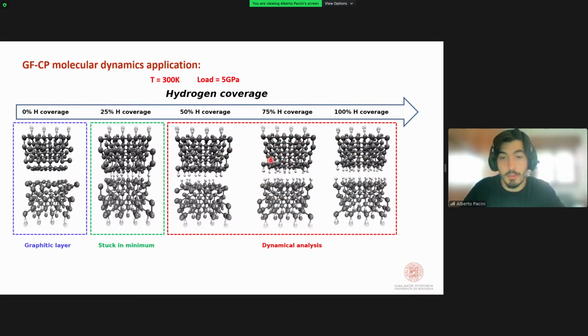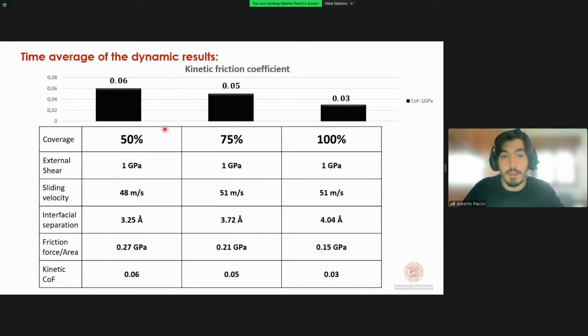dynamics of these systems. So we report the time average derived from the dynamical results for these three systems. So we applied first 1 gigapascal of lateral shear. This gives rise to these sliding velocities, but the important fact here is the friction forces, which show a decreasing trend with increasing hydrogen passivation. And this is also reflected in the kinetic friction coefficient.